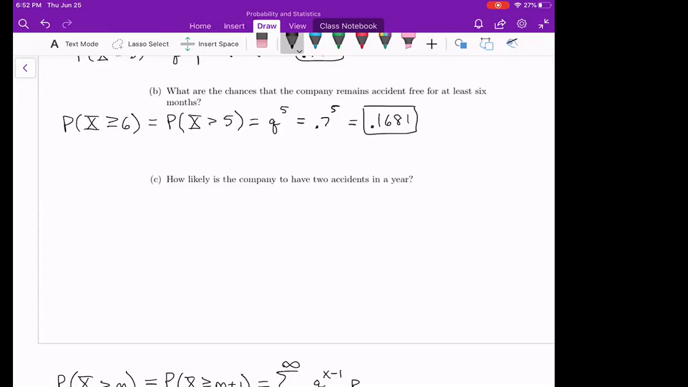Wait, geometric distribution is a special case? Mm-hmm. So it is a negative binomial? No, I said part C is not negative binomial. So it's not geometric distribution either then? Because geometric would be asking the probability of the first event occurring, whereas here we're not looking for the first, we're looking at 2 events.